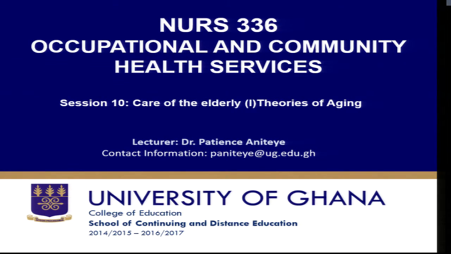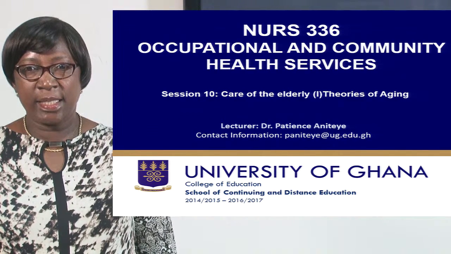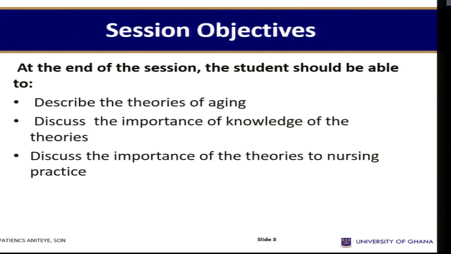We are continuing our discussion on NURS 336, Occupational Health and Community Health Services. We are looking at section 10, which is on care of the elderly, specifically theories of aging. These are your objectives. At the end of the session, you should be able to describe the theories of aging. You should also be able to discuss the importance of knowledge of the theories, and the importance of the theories to nursing practice.